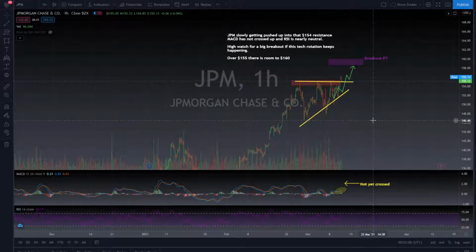Let's see, what is it at after hours? It's only up 17 cents after hours. It was a lot higher. I wonder what happened. It was up about 60 cents after hours, but that's not too bad.